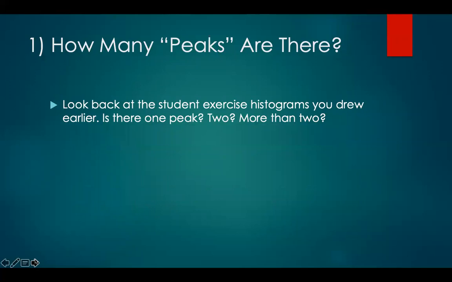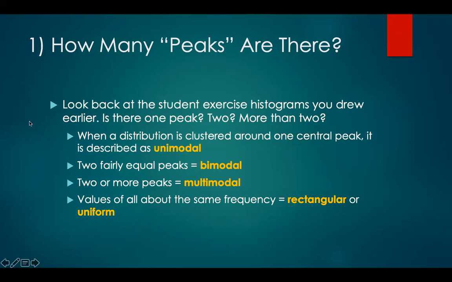So question one about shape is how many peaks are there? So if you look back at that student exercise earlier where you drew histograms, are the data clustered around one peak or two, or possibly even more than two? So when a distribution is clustered around one central peak, this distribution is described as unimodal. If a distribution has two fairly equal peaks, it is referred to as a bimodal distribution. Now, if the distribution has two or more peaks, it is referred to as a multimodal distribution, which of course includes a bimodal distribution.